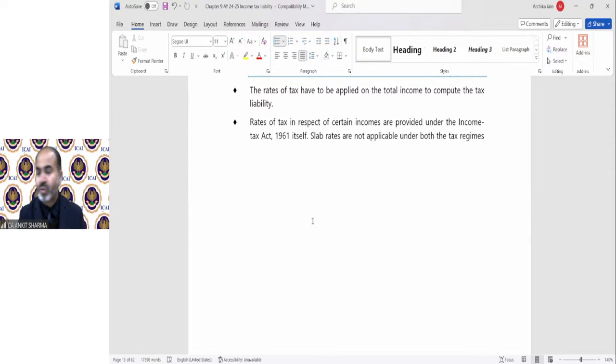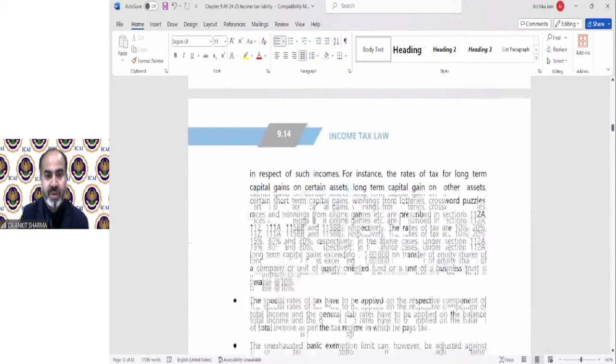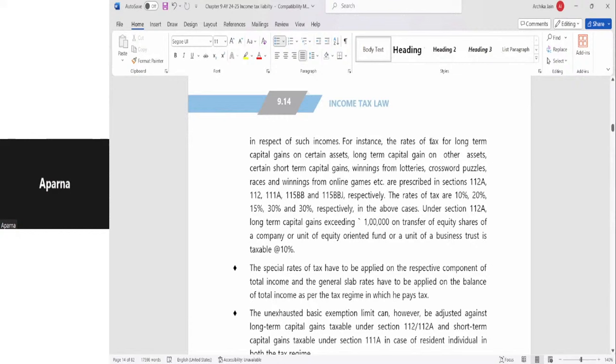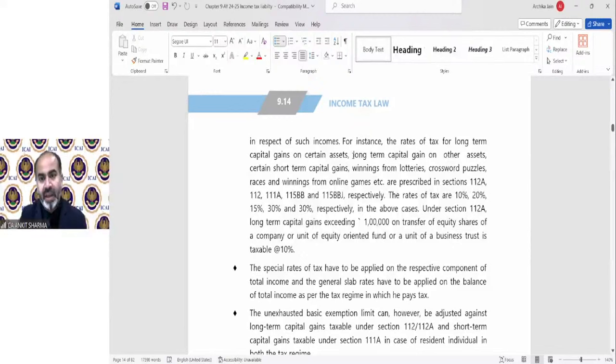Clear. So those kinds of income, which have a special character, are going to be taxable at a specific rate, and the slab rates are not going to be applicable on that. You can see these incomes already mentioned over here. So for instance, the rate of tax for long-term capital gains on certain assets, long-term capital gains on other assets, certain short-term capital gain, winnings from lottery, crossword puzzles, race, and winnings from online games, etc. So section 112A, 112, 111A, 115BB, and 115BJ have specific rates, that is 10%, 20%, 15%, 30%, and 30% respectively. Under section 112A, we all know that long-term capital gain up to 1 lakh is exempted, and the balance is going to be taxable at 10% rate.